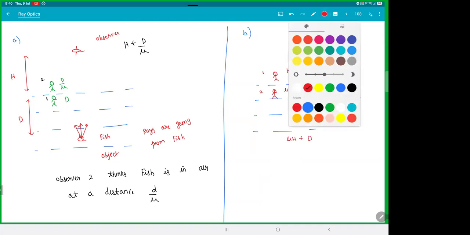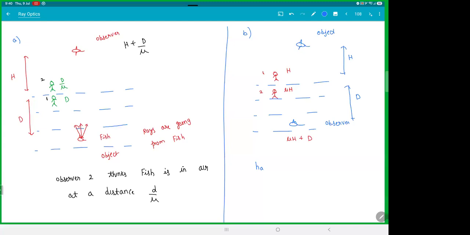So here, when you're saying H apparent, you're only talking about that. So in this case, H apparent was what? H by mu object into mu observer. So the question is, who is the object, who is the observer? This is 1 and this is mu. That's how you're getting mu H there.